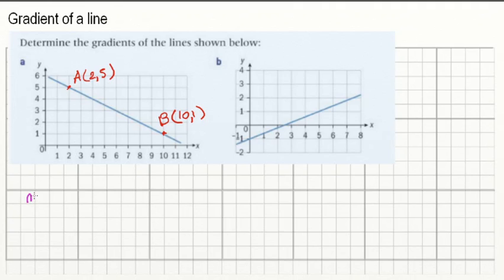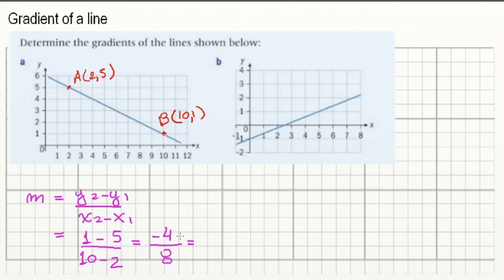So let's go for our gradient. Gradient is rise over run, so y2 minus y1 over x2 minus x1. So y2 is the height of B, which is 1. y1 is the height of A, which is 5. x2 is the horizontal distance of B, which is 10. And x1 is the horizontal distance of point A, which is 2. So here, what we have is 1 minus 5 is take away 4 over 10 minus 2, which is 8.